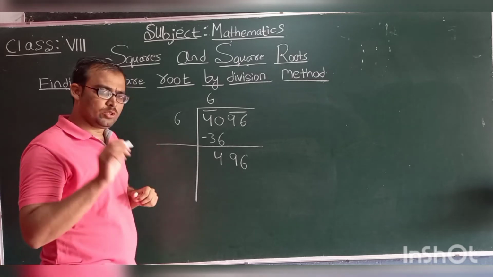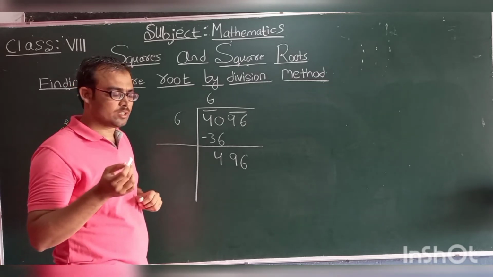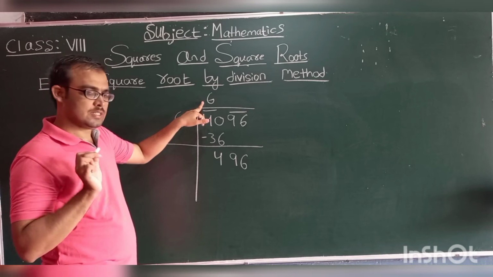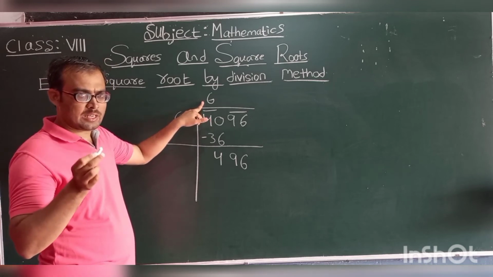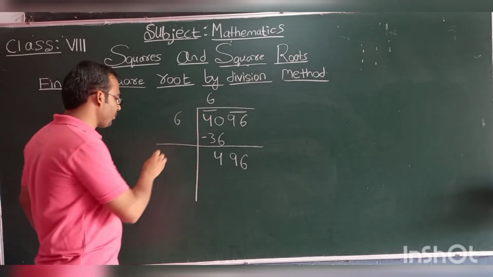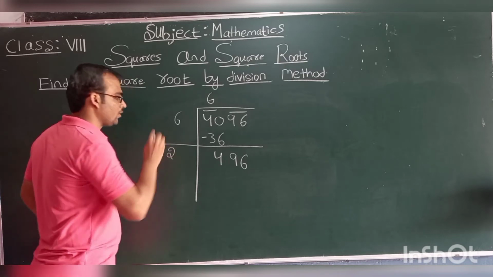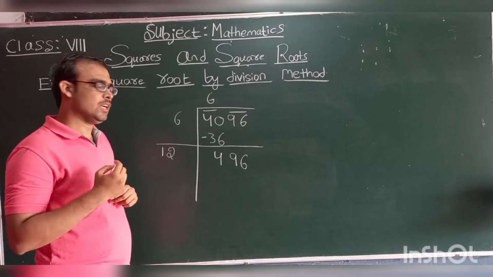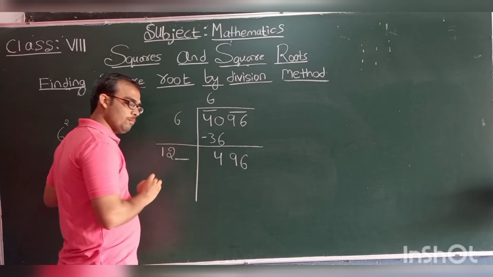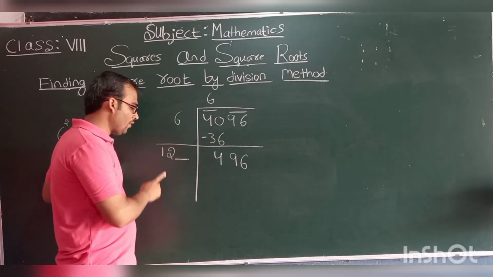Next, what is the second step? So here you need to double the quotient. So what is the quotient here? 6, no? So now you need to double the quotient. So when we double 6, what are we getting? 12. Okay. After doubling the quotient, you need to write a blank towards the right of the digit.